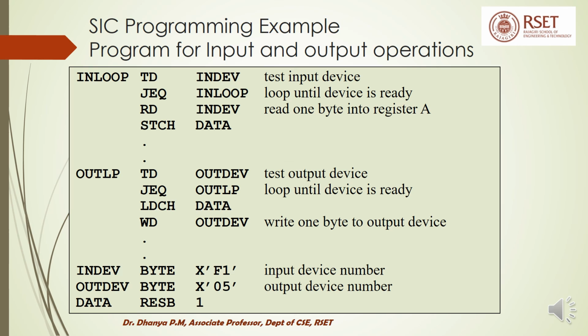Now on testing, the condition code will be set. If the device is ready, the condition code will be set to less than. Otherwise, it is set to equal to. So if it is set to equal to, we are jumping to the statement for testing the device. This testing continues until the device is ready. Once it is ready, it will come out of that loop and start reading from the input device using the instruction RD indev. Now the data which is read is available in the accumulator.